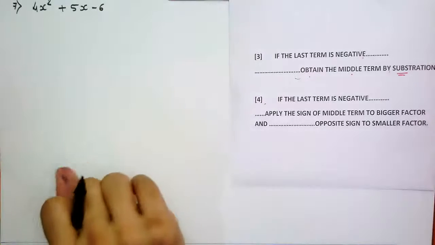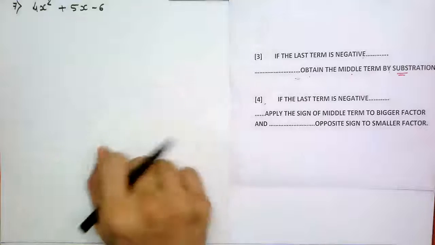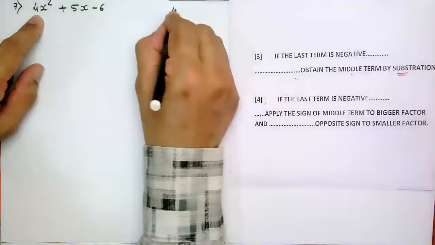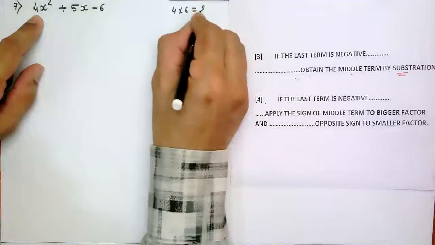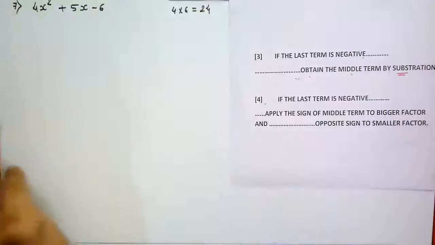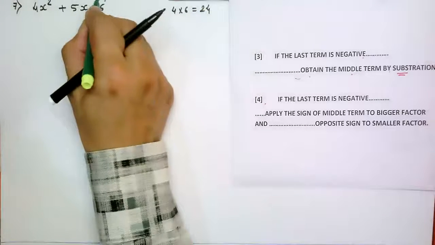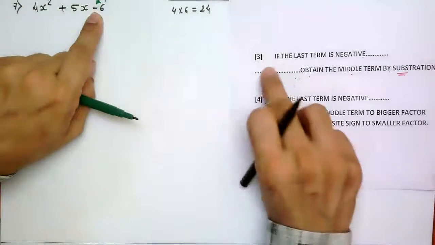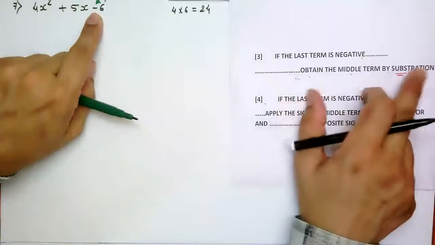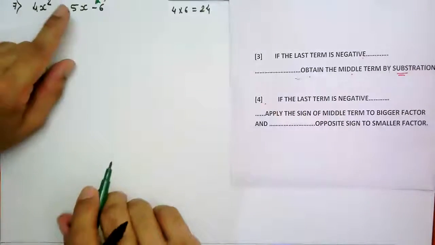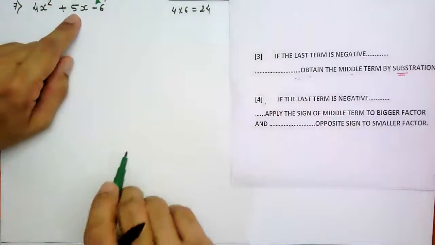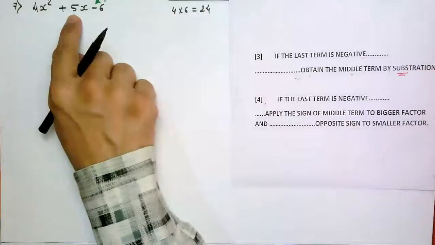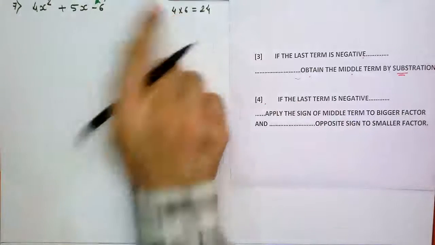Okay, again, it's a quadratic. We want to factorize it. 4 times 6 is 24. Look at the sign of the negative term. This last term is negative. If the last term is negative, obtain the middle term by subtraction. So I have to obtain this 5 by subtraction. 6 minus 4 is 2. That is not 5. So these are not the factors.